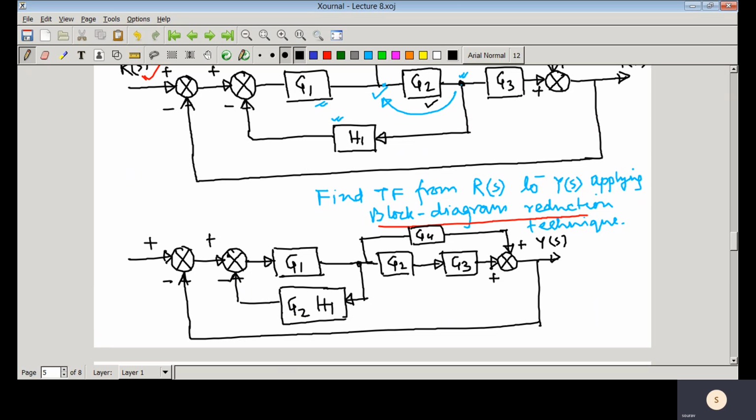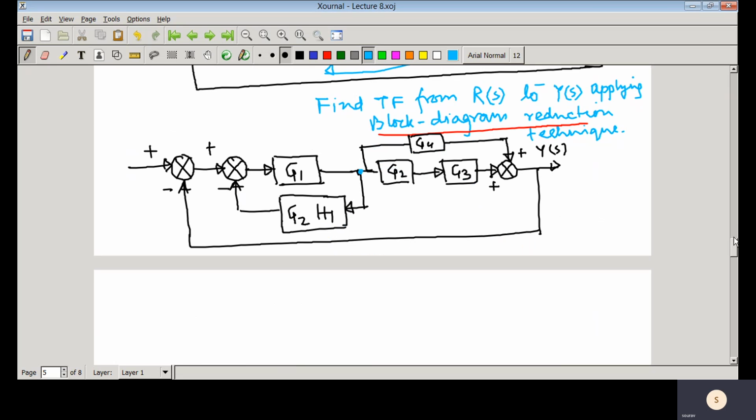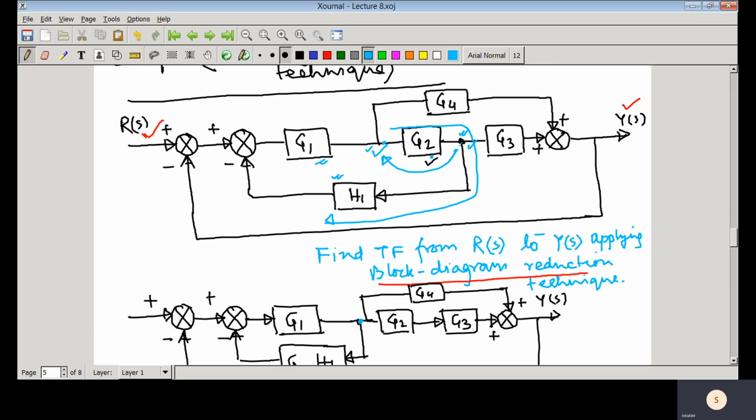So this is that first step. I hope you understand that first step. Basically we have changed the tapping position from here to here. Whenever you change the tapping position, the signal initially was coming like this. Then if you change the tap position from here to here, there will be the product. That means G2 into H1 or H1 into G2.